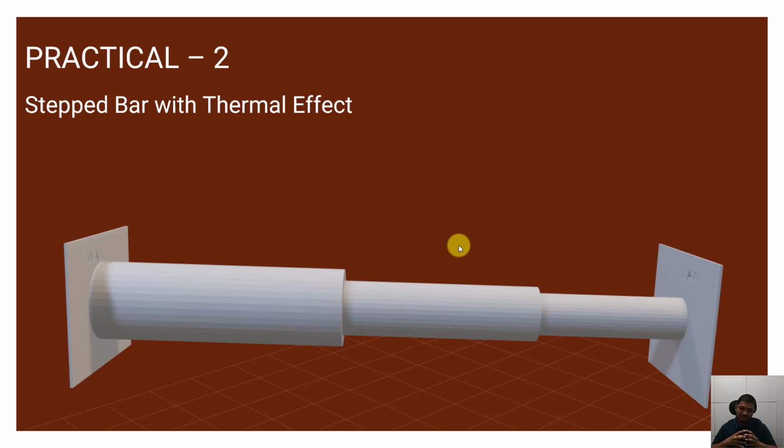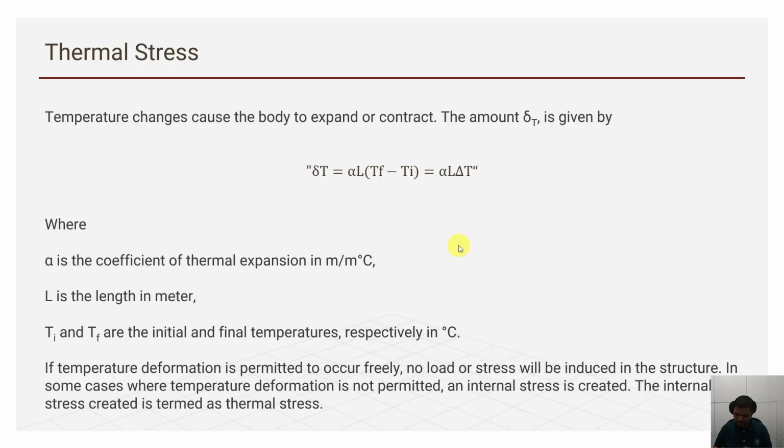right? And that expansion or contraction can be given by alpha L (T final minus T initial). T is temperature, final temperature minus initial temperature. So we can write it like this: alpha L delta T. And this you have gone through in your strength of material or material science classes, right?